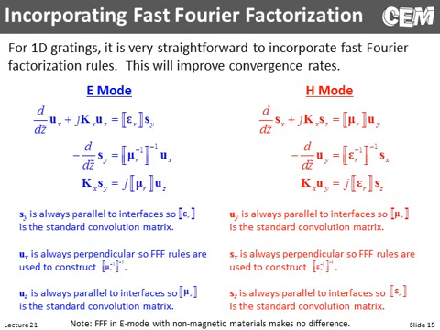So for a 2-dimensional rigorous coupled wave analysis, it's very easy to incorporate fast Fourier factorization, and it happens in this step. And you'll notice it happens in basically the same equation. It happens in these 2 middle equations. In the first equation and the third equation, we have the standard convolution matrices. In this second equation, we have the double reciprocal thing.